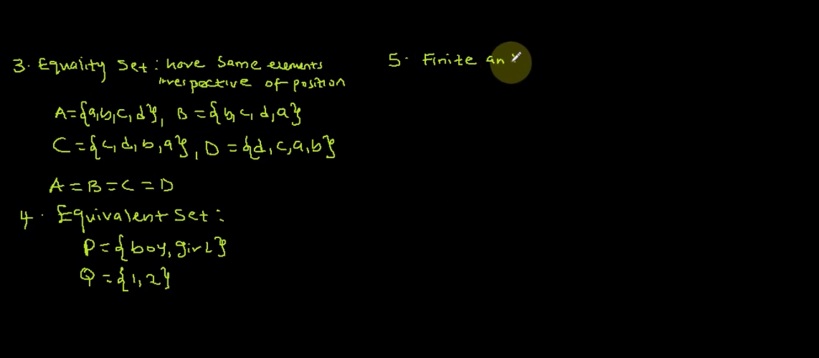Finite and infinite sets. When we are talking about finite and infinite sets, let me start with the finite set. It has an end. Something that is finite has an end, but something that is infinite does not have an end.